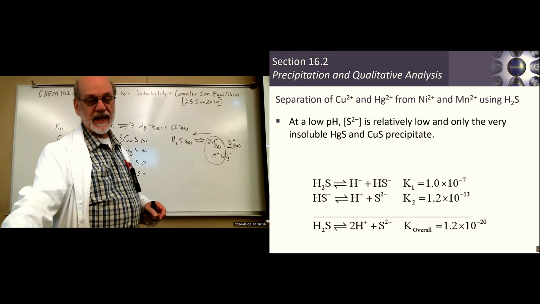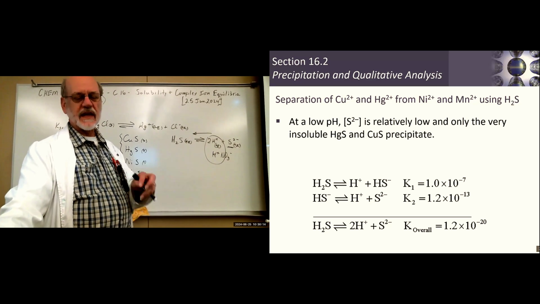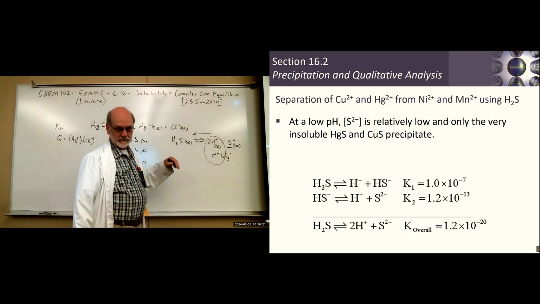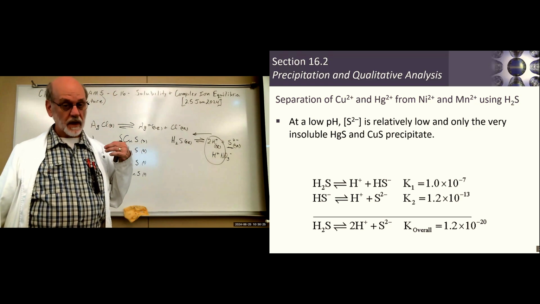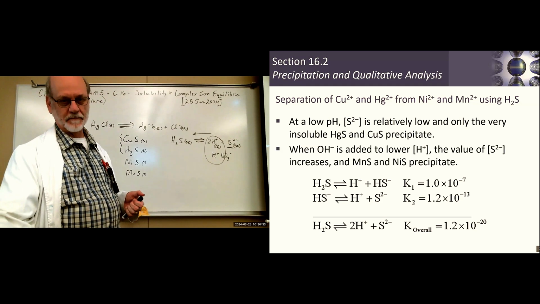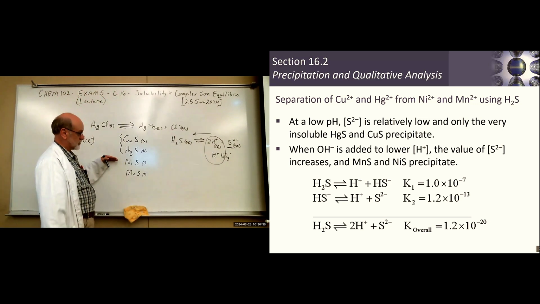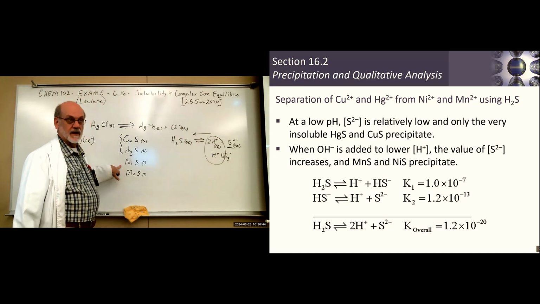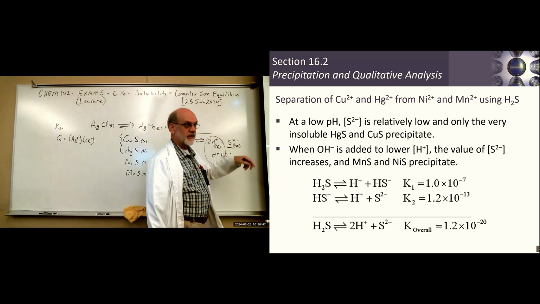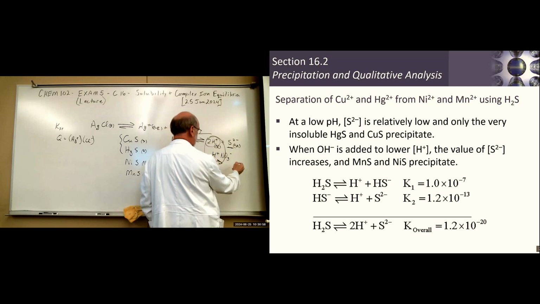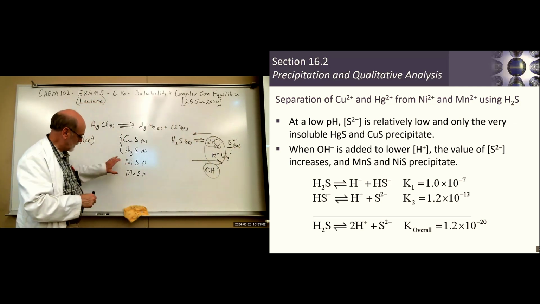Okay? Because their K values are, well, this is the K value for hydrogen sulfide. Overall K is 1.2 times 10 to the minus 20. That would be for this equation. So we're consuming sulfide by adding hydrogen ions. Then if we want to increase the concentration of sulfide, so now once we've separated these out, right, we filtered them out, now we want to get these two. All you have to do is shift the equilibrium back that direction. So how do we do that? Just add a base. Right. That will consume hydrogen ions, drive the reaction back this way, and increase your sulfide. Then you can precipitate the other two out.